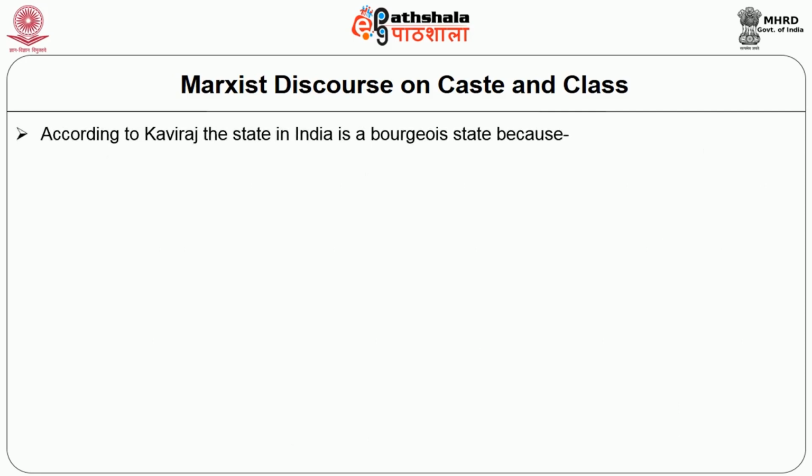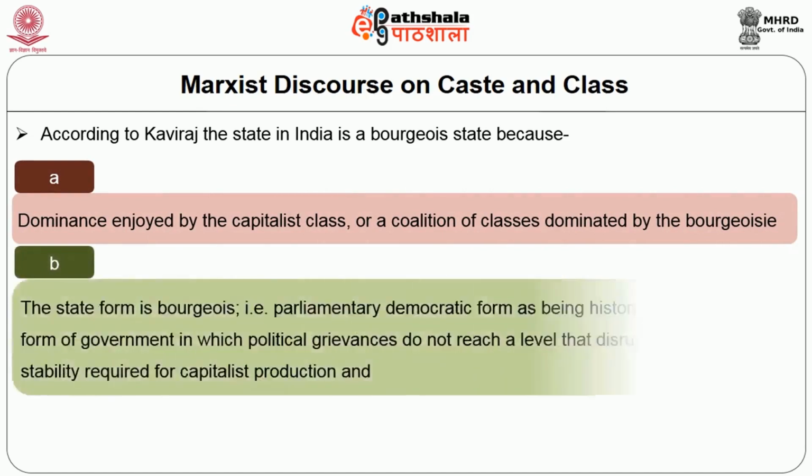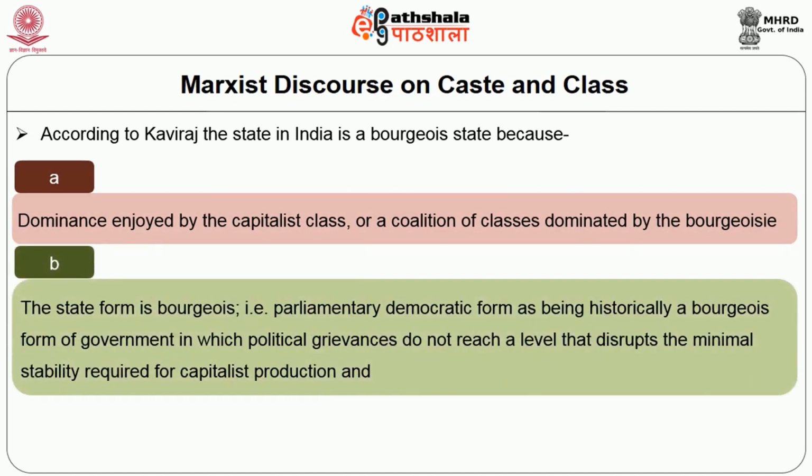According to Kaviraj, the state in India is a bourgeois state, A, because of the dominance enjoyed by the capitalist class or a coalition of classes dominated by the bourgeoisie, and B, because the state form is bourgeois, that is the parliamentary democratic form, being historically a bourgeois form of government in which political grievances do not reach a level that disrupts the minimal stability required for capitalist production.